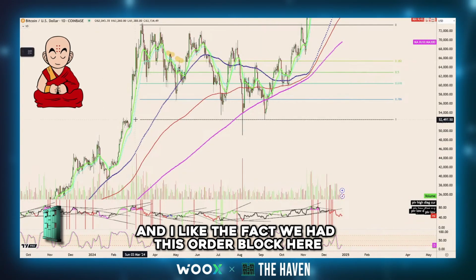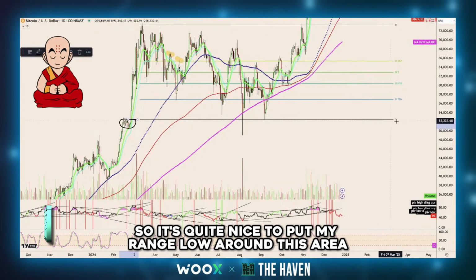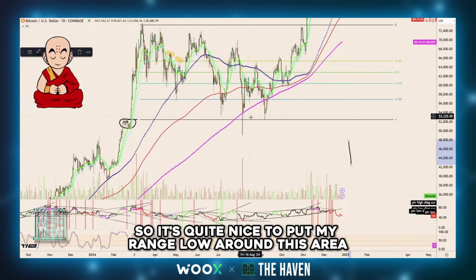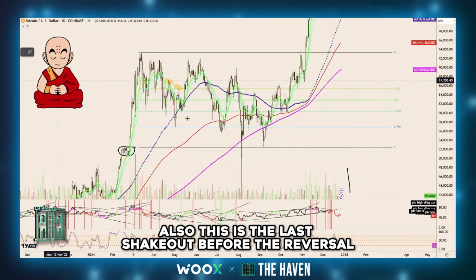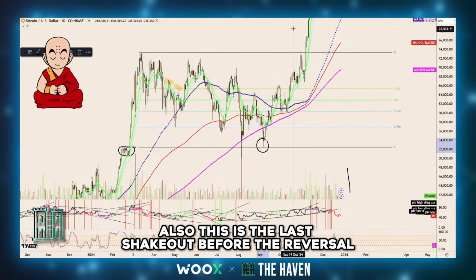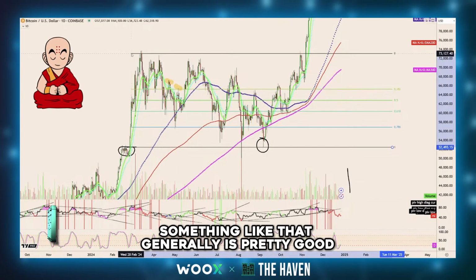And I like the fact we had this order block here. So it's quite nice to put my range low around this area. Also, this is the last shakeout before the reversal. I'd say something like that generally is pretty good.